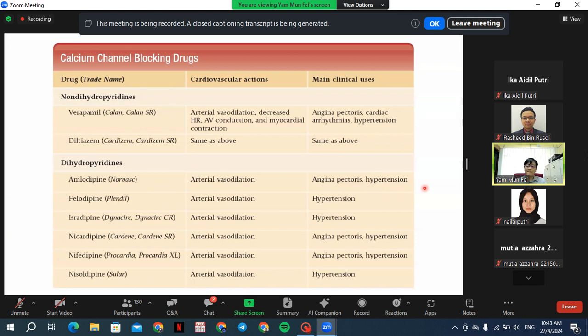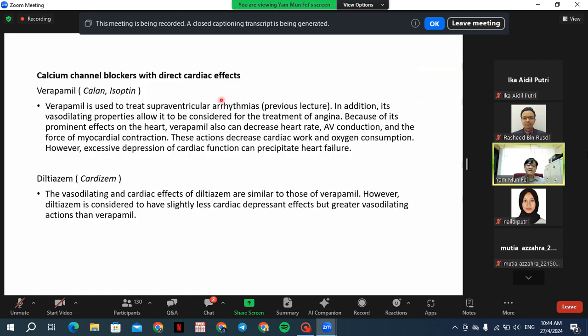Some of them cannot. It's not suitable for angina pectoris, such as felodipine. It's only suitable for hypertension.